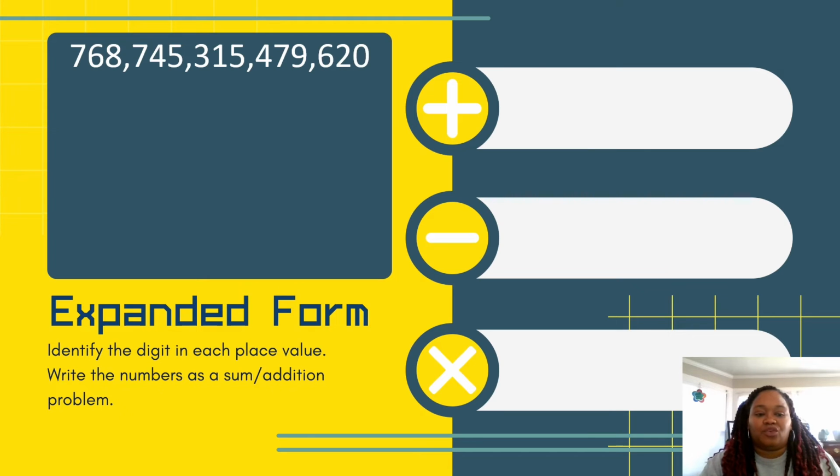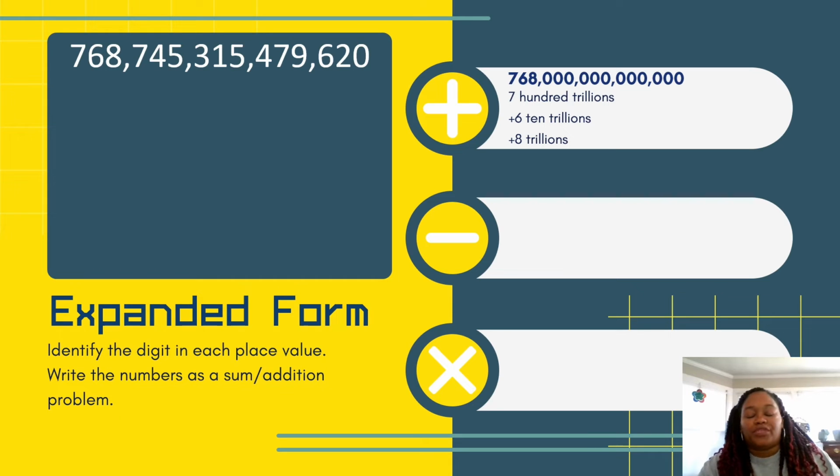Next is expanded form. This may be the easiest form to get tripped up on. We start by identifying each digit and each place value, like we've been talking about, and we then write the numbers as a sum, or you could say as an addition problem. So for example, let's start with all the trillions that we have. 768 trillions. We would start off by adding 700 trillions with 60 trillion with 8 trillion. And as we write this out, we will write the number of zeros behind each. So 700 trillions would be written out with the 700 and then 0, 0, 0, 0, 0, 0, and so forth. Then we move over to the billion space.